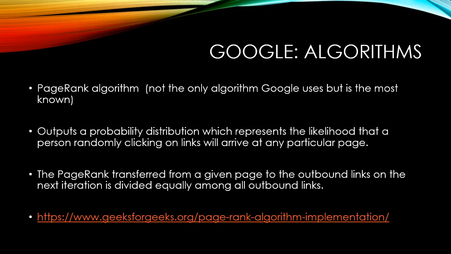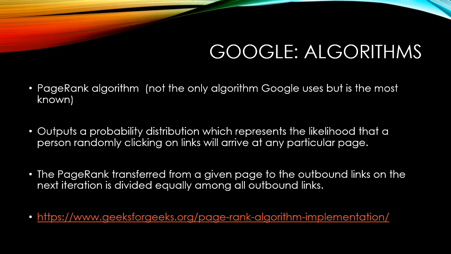So the PageRank algorithm is one of Google's search algorithms. It's being presented here as it's the most known, but it's not the only one that Google uses. So PageRank works by counting the number and quality of links to a page to determine an estimate of how important the website is. So the assumption here is that more important websites likely receive more links from other websites. PageRank algorithm outputs a probability distribution to show the likelihood of a click on any particular page.